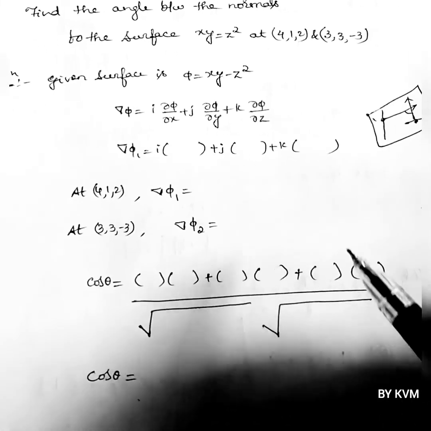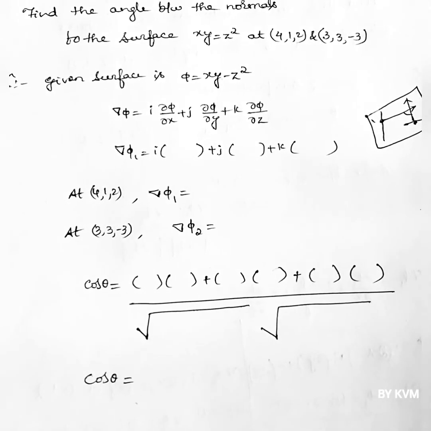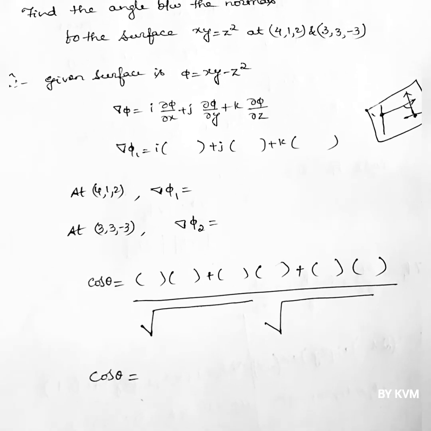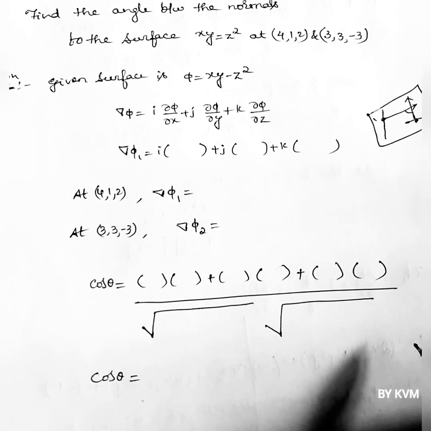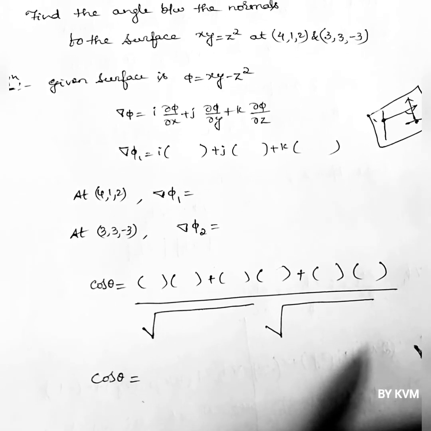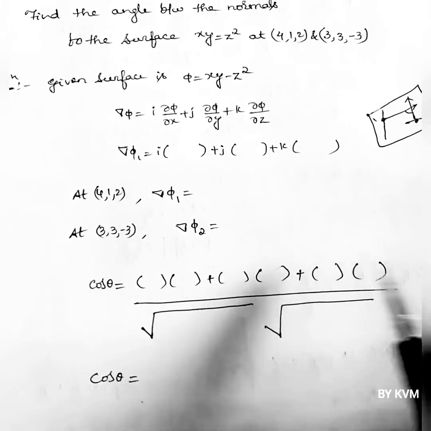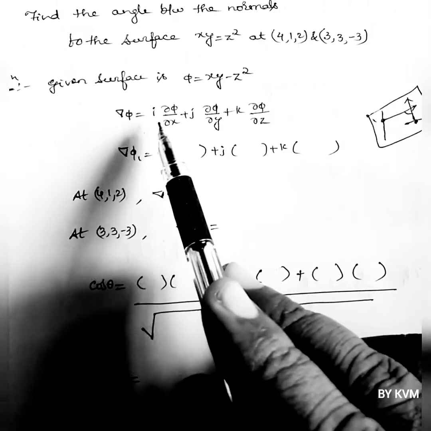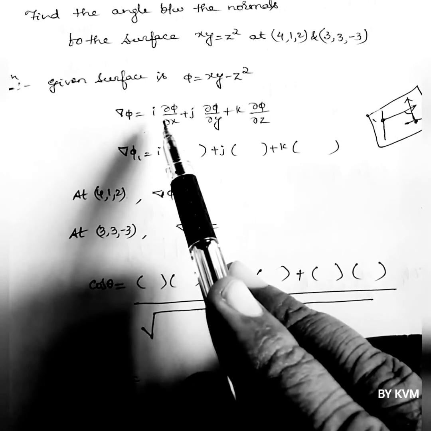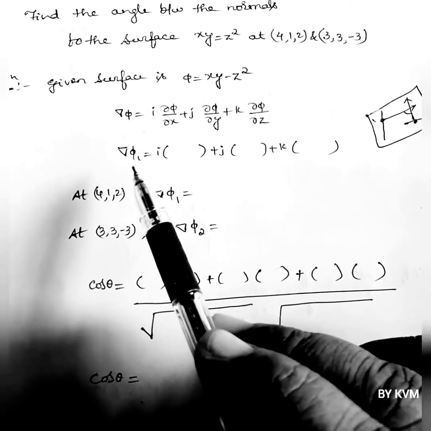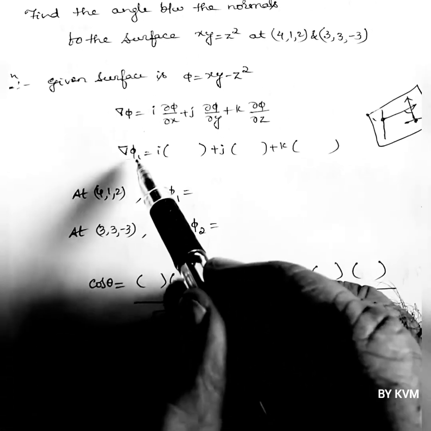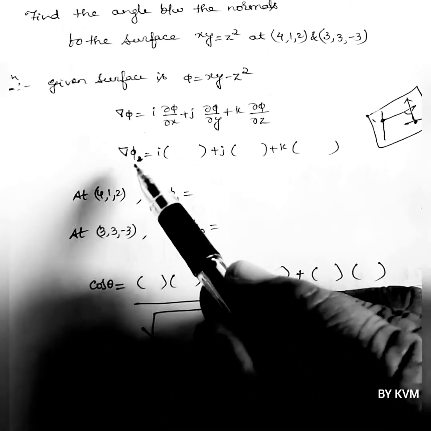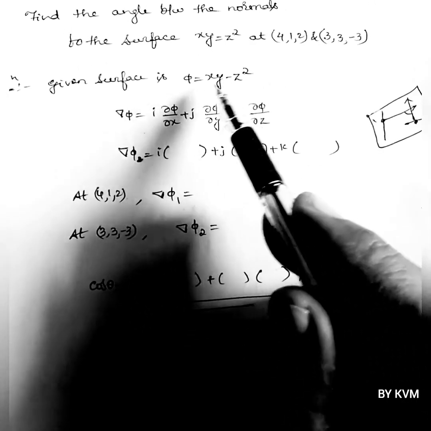So now given surface is phi equals xy minus z square. So we know del phi equals i into del phi by del x plus j into del phi by del y plus k into del phi by del z. So this gradient is nothing but the normal to the surface. It gives the normal to the surface. So first find del phi 1, sorry del phi, there is only one surface here. Find del phi to the given surface.